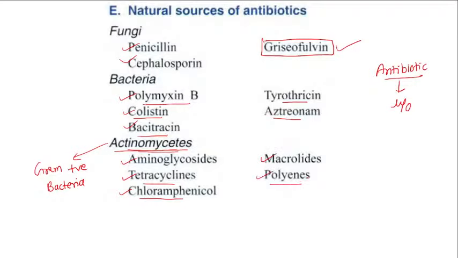Polyene antifungal agents, right? Which were the polyene antifungals? They were amphotericin B, nystatin, hamycin. They were the polyene antibiotics, right? So these polyene antibiotics, they are isolated from the actinomycetes, as are chloramphenicol, macrolide, tetracycline, aminoglycoside. These all are isolated from the actinomycetes. So this is one of the important tables of this slide.